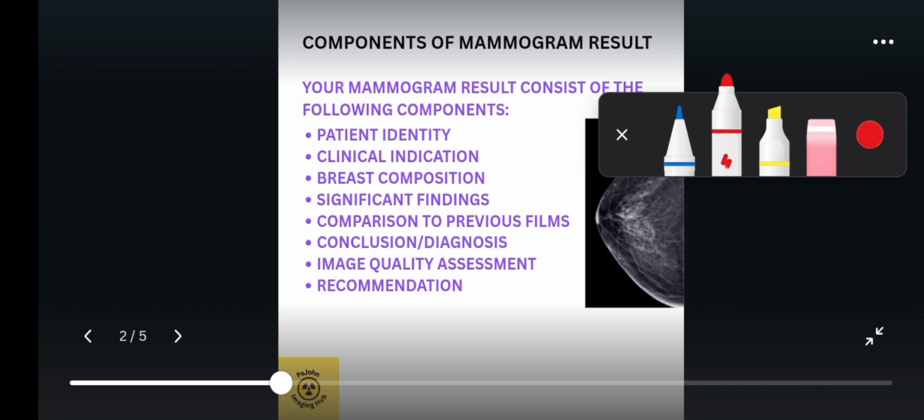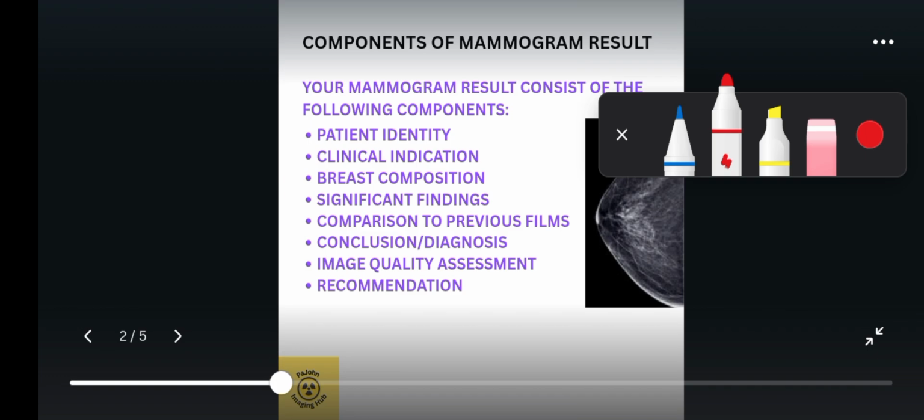Welcome back. Your mammogram result contains or is expected to contain the following: patient identity, the clinical indication, the breast composition, significant findings, comparison to previous films, conclusion or diagnosis, then image quality assessment and recommendation. The patient identity helps to ensure that it is the right patient that gets the result.